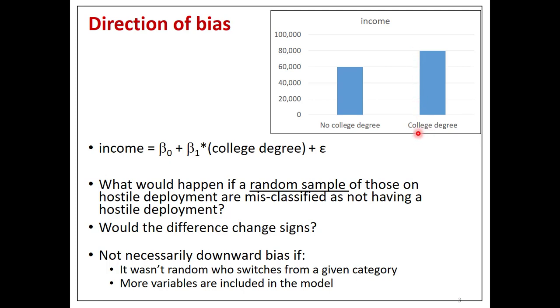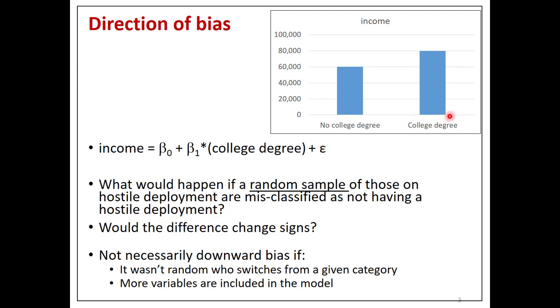Okay, but what would happen if, say, a random sample of the no college degree people got classified as having a college degree? Well, if it's a random sample, we wouldn't expect this 60,000 to change much. Yeah, it might increase or decrease a little bit, depending on how many people are in the sample. But we wouldn't expect this to change. But now we're adding all these people with an expected income of 60,000 to this group right here. And that's going to bring the average income down for this group.